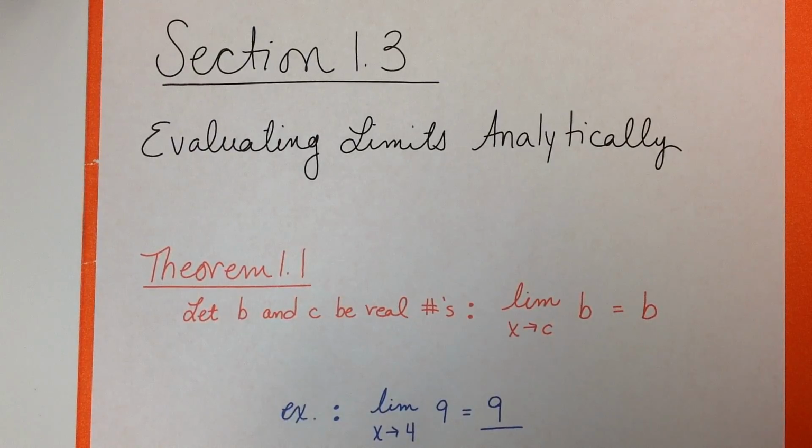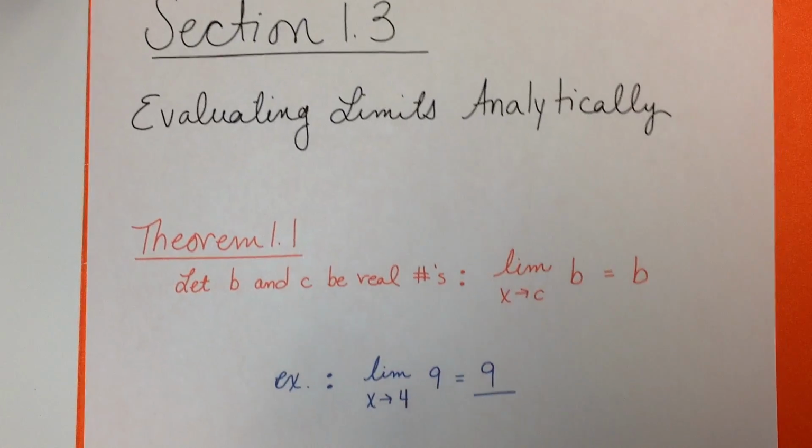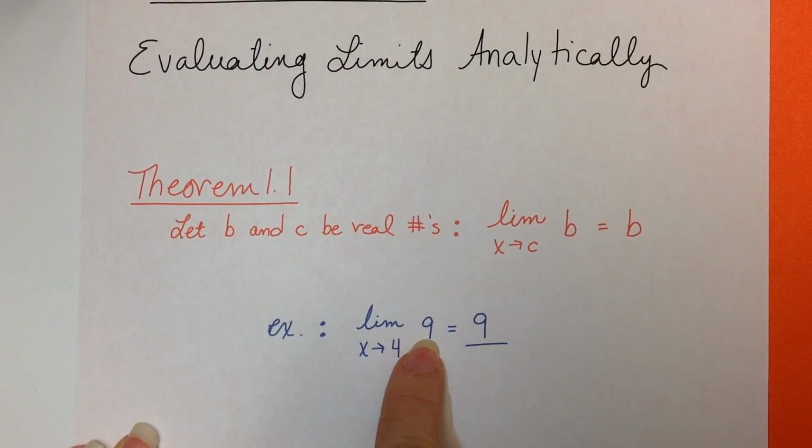So the example that I have here at the bottom shows you this. I just chose x equal 4 here. So you've got the limit as x approaches 4 of 9, then your answer is going to be just 9. So anytime your function is just a constant, then that limit is going to be just that constant. It's not going to matter what it's approaching at all. And the reason why is if you were to graph this function, it's actually just a horizontal line.